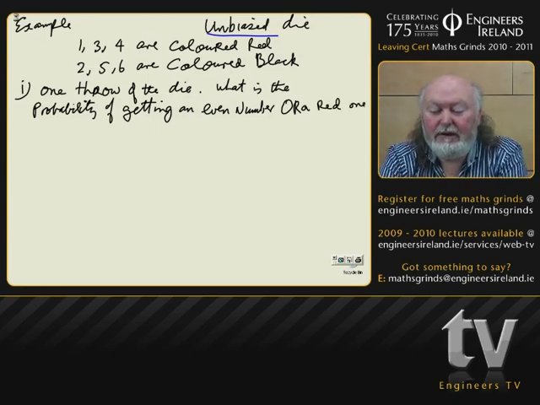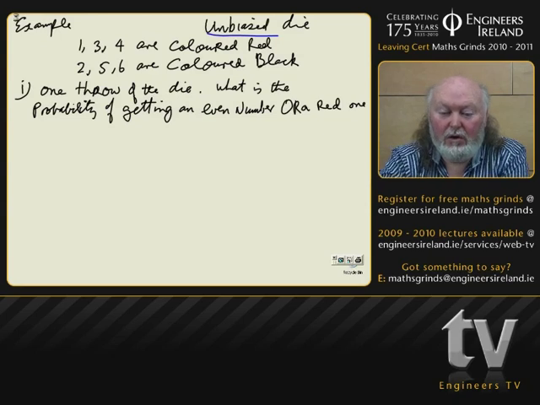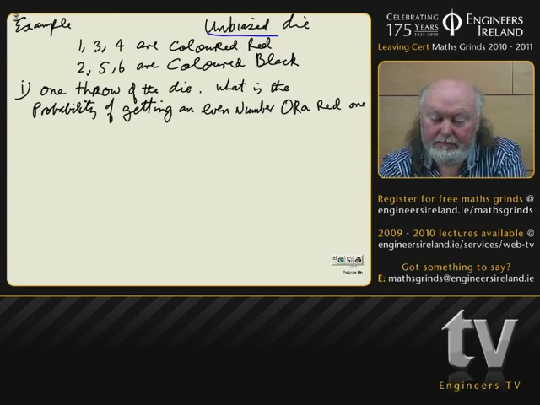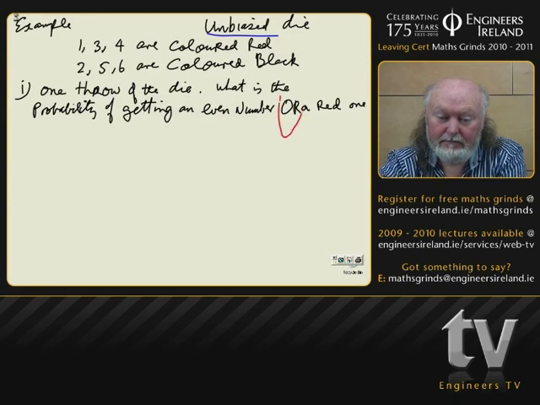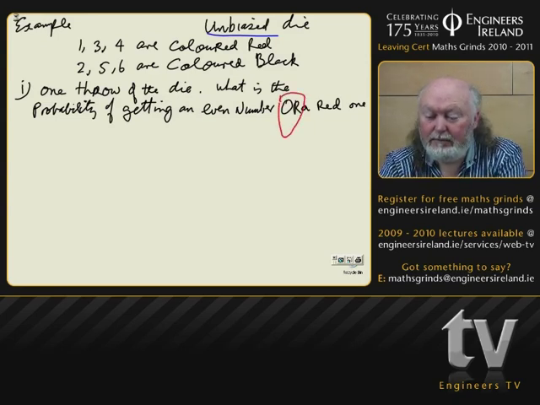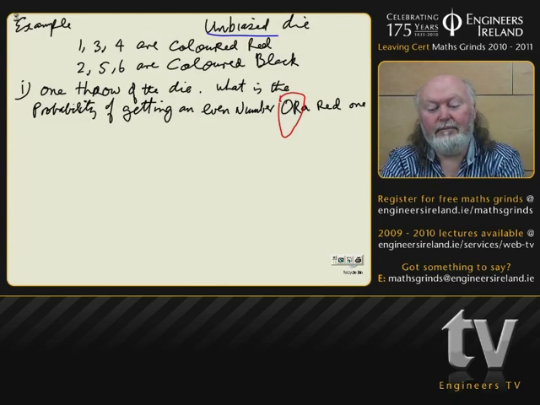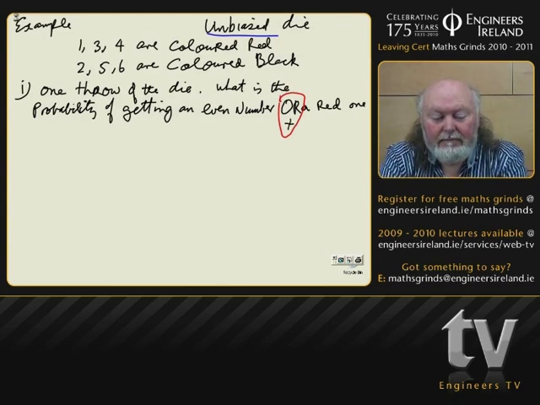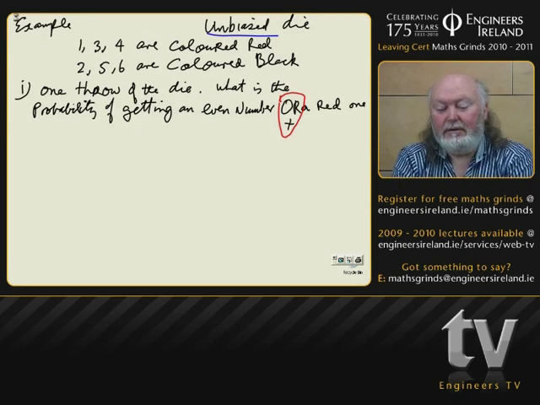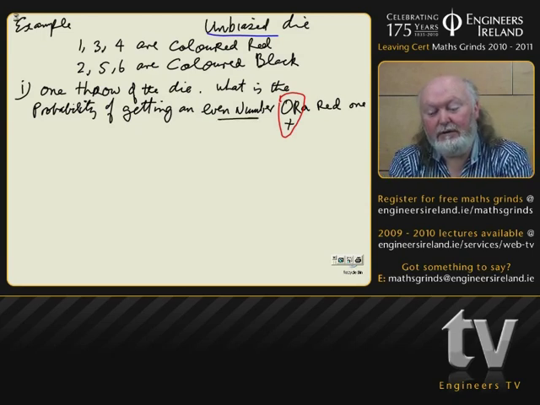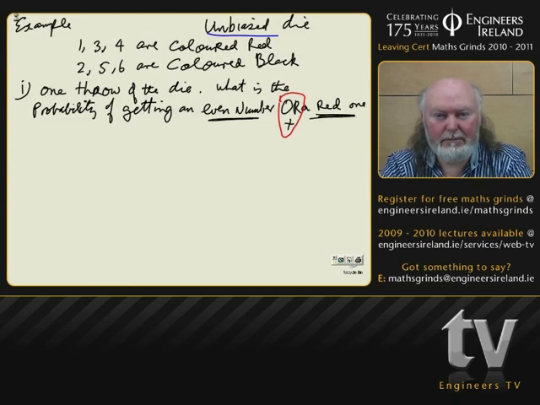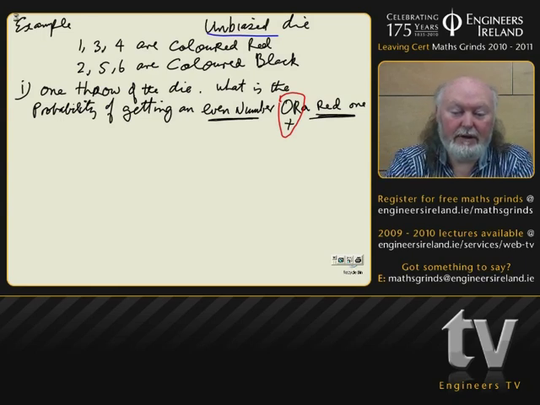What's the probability of getting an even number or a red one? Or will imply plus. What we have to work out now is, is there an overlap between the two things? This on the left hand side and this on the right hand side of my R. Is there an overlap here? Well, even number. Where are they?